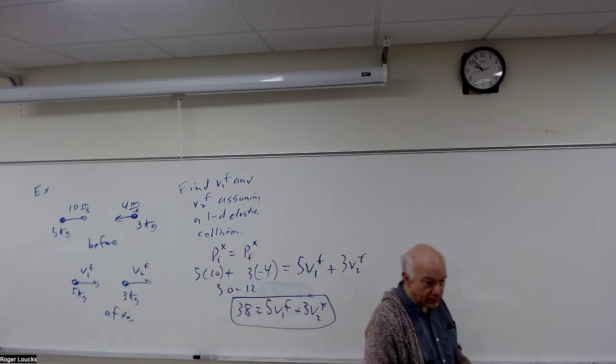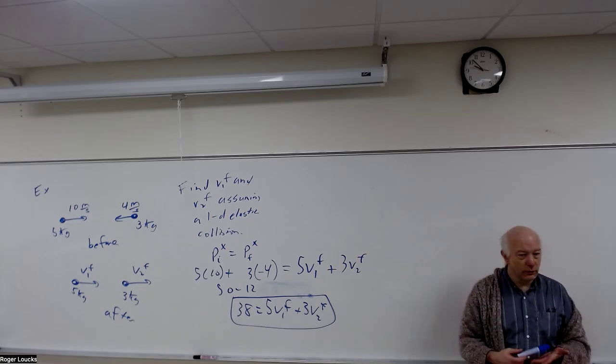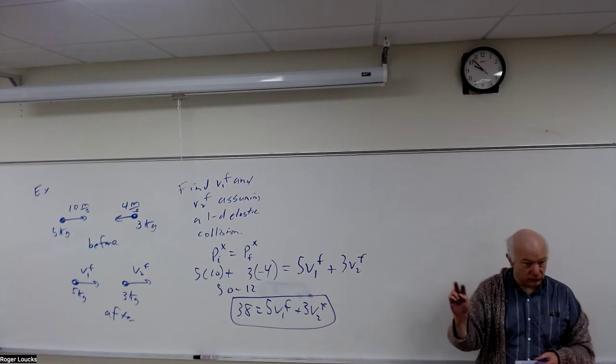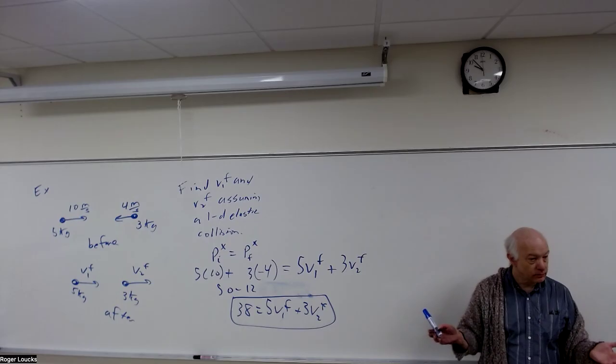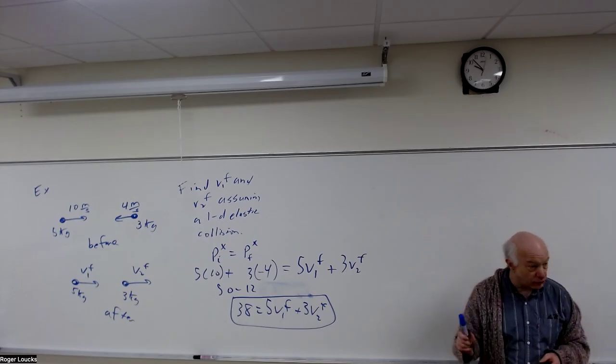How many unknowns do we have there? 2. So how many more equations do we need? 1. We needed 1 more equation. 2 equations, 2 unknowns. Now, normally, what would you do if this is elastic? You would say the initial kinetic equals the final kinetic, and you can do that. There's nothing wrong with it.